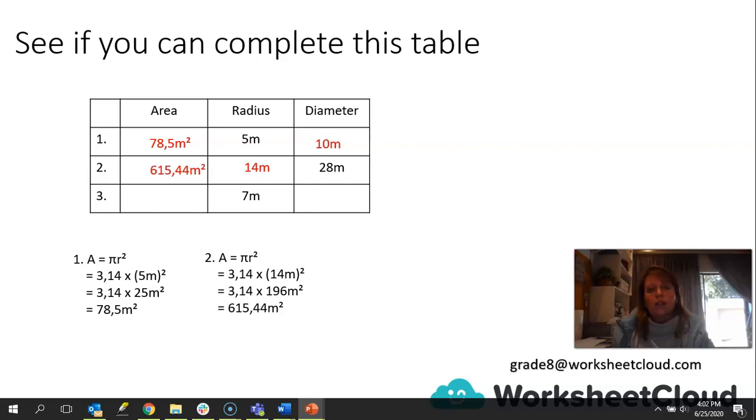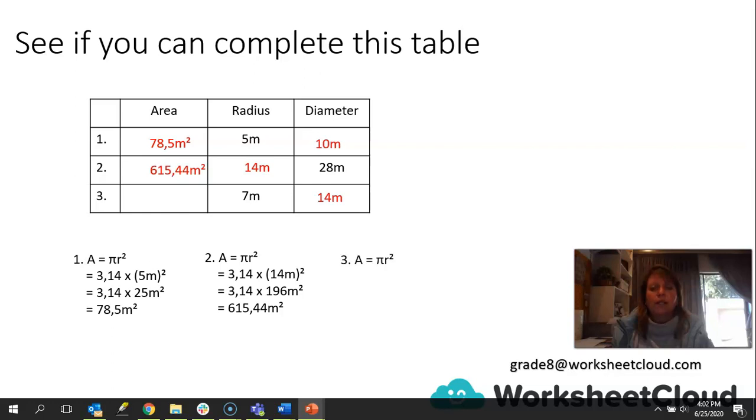Right, let's get on to the last one and see how you did with this one. We've got a radius of 7 meters. What is the diameter? Well, all we have to do is double it. So 7 meters times 2 is going to give me 14 meters. But that's just for this table to fill in what was left out. We don't need that to work out the area. We only need the radius, and we were given that as being 7 meters.